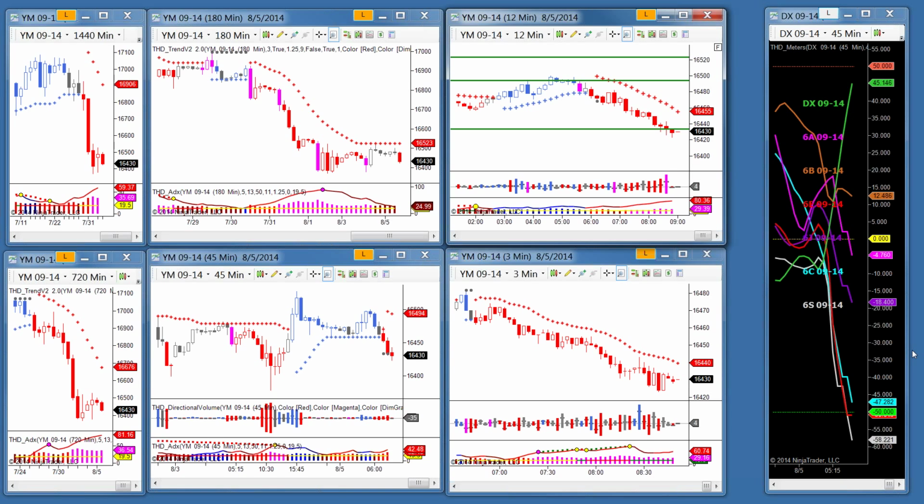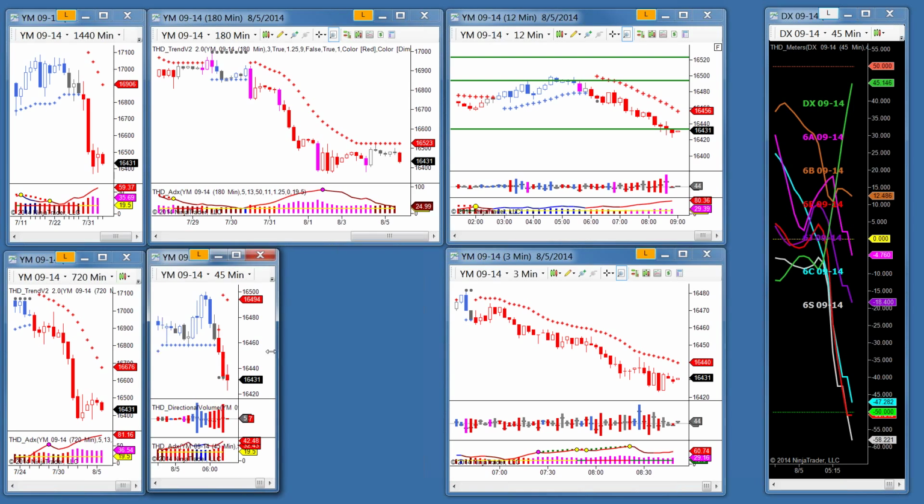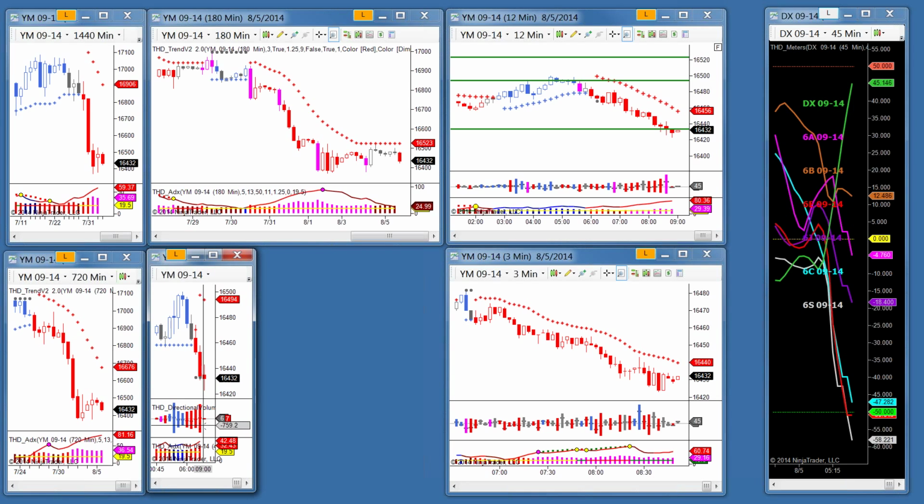So, as it stands right now, we do not have a magenta peak on the 720 or the 1440. We're going down on the 180. We're at a congestion dot on the 45-minute. This bar does not close until 9 o'clock this morning. That's about 12 minutes away. As it stands right now, if you're looking at the volume, it is diverging, okay? So that tells me it may bounce back up here to the ATR. You will not know for sure until 9 o'clock this morning.